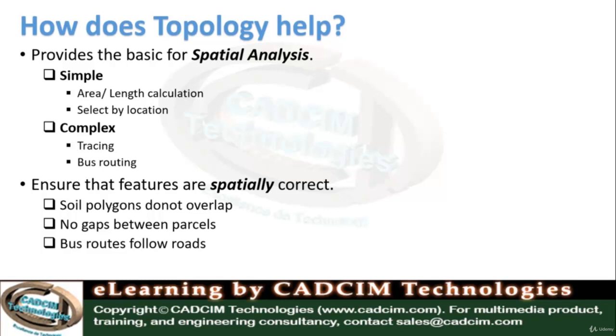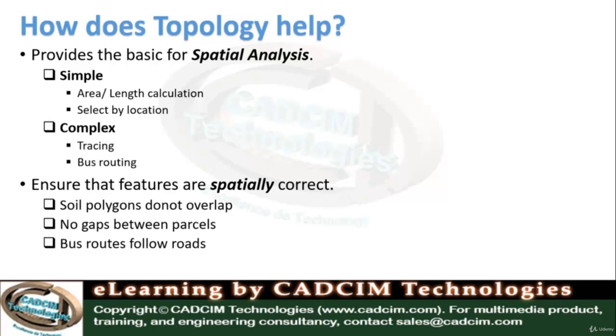Topology helps us to determine the simple things of spatial analysis like area or length calculation of a feature, as well as doing things like select by location in the software. Say, select all the bird nests that are in a particular type of forest. So these are the simple types of spatial analysis that are made possible through topological behavior in the data and in the software. And then of course there are more complex types of analysis that are made possible by topology.